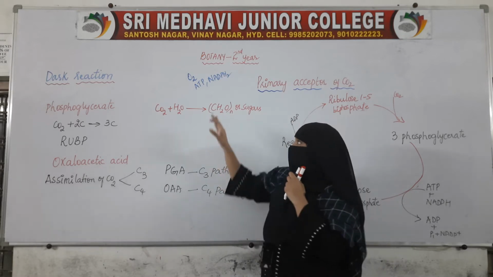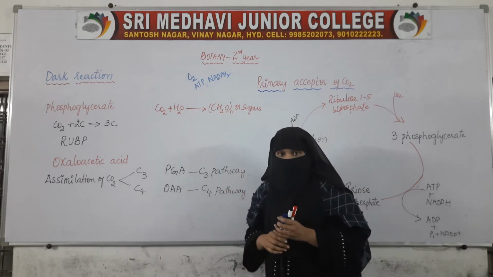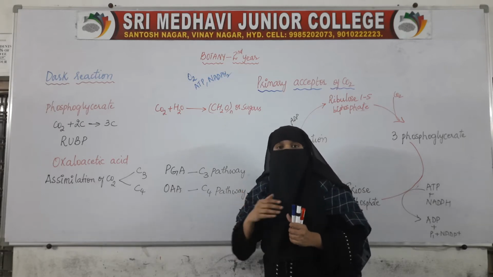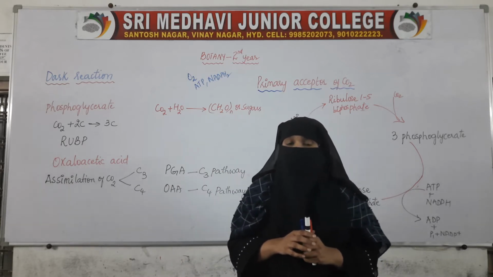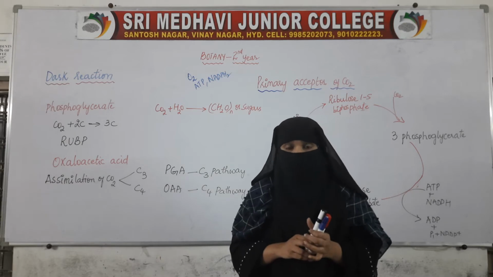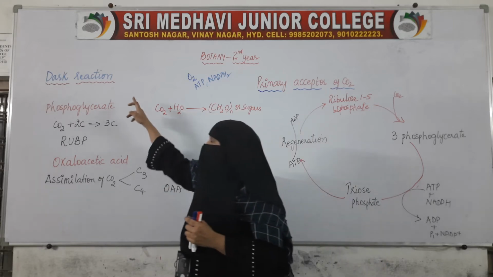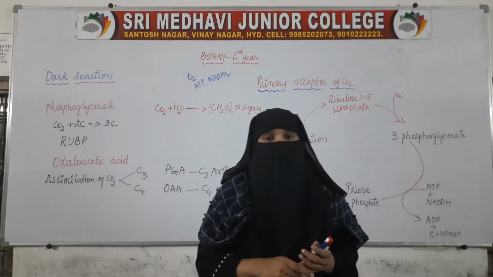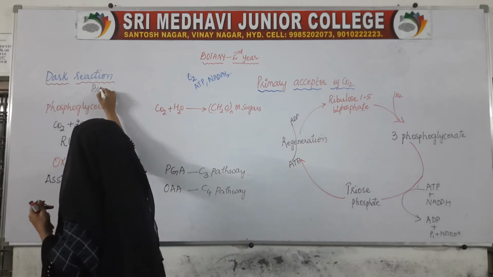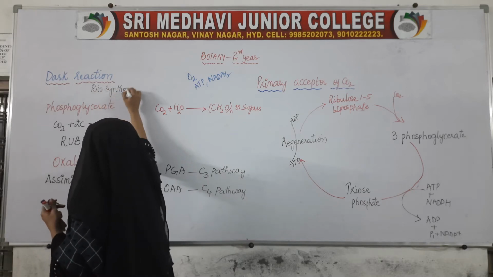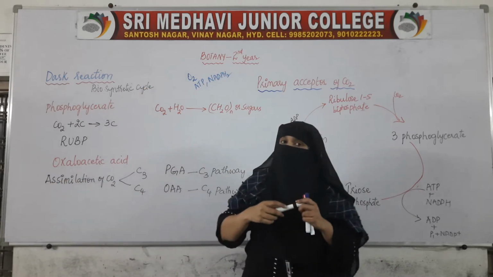Now, using this ATP and NADPH2 which have been formed as products of the light reaction, we will be synthesizing the sugars. Synthesizing this sugar, we will be moving on to the next phase of photosynthesis, which is called the dark reaction. It is also called the biosynthetic phase, biosynthetic cycle, or dark phase.